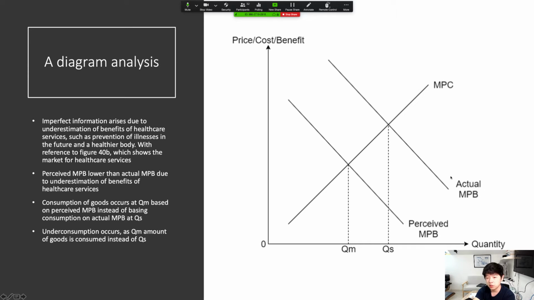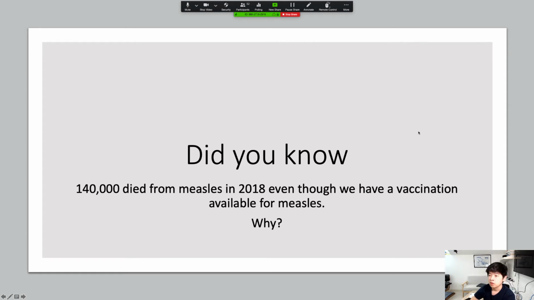Right, so your actual benefits are here. You consume based on what you think should be the benefit, so you will consume here at the market equilibrium. This is your demand, this is your supply, but your demand is based on your perceived benefit. This is your actual benefit, so you should be consuming here. Because you are consuming at an amount that is based on an inaccurate amount of benefits, you are actually under-consuming vaccinations. All right, so here's another fun fact, another interesting thing.